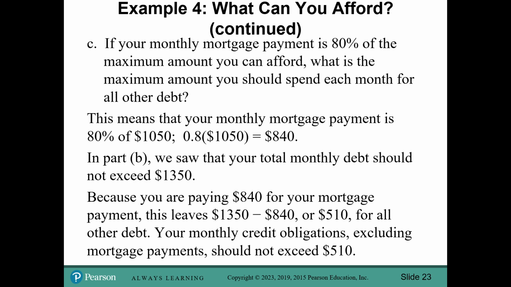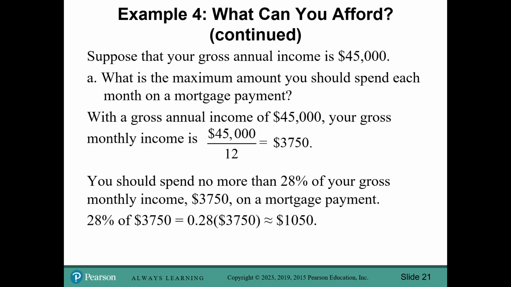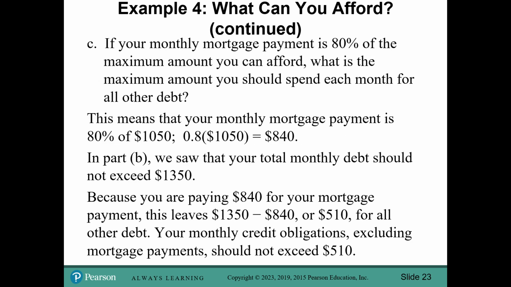Now, this means that your monthly mortgage payment is 80% of that $1,050 that we found that we could spend up to here in Part A. Okay, so we're multiplying 80% times 1,050, which means that our mortgage payment is now $850 per month.